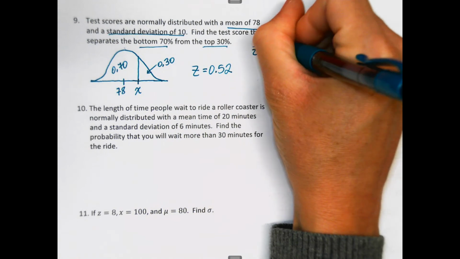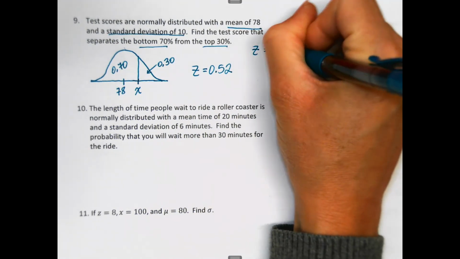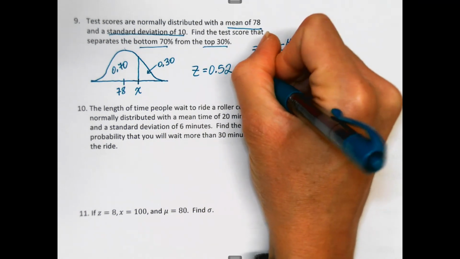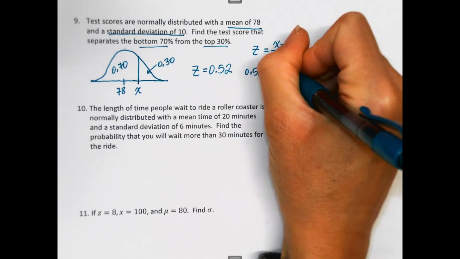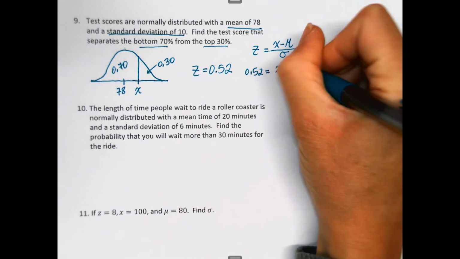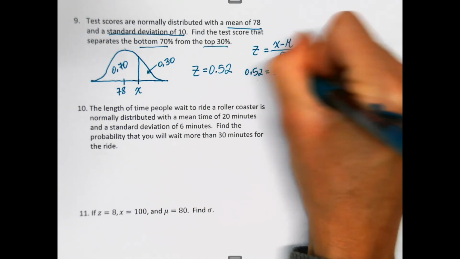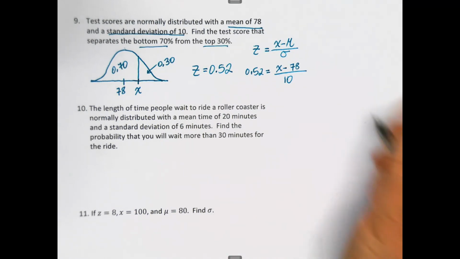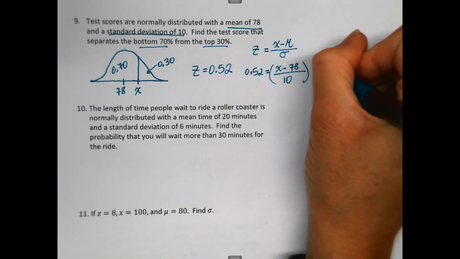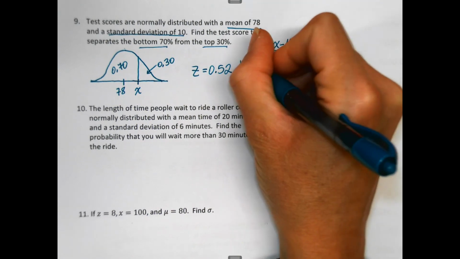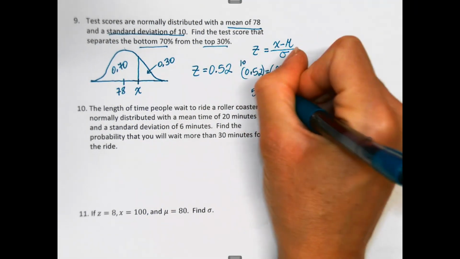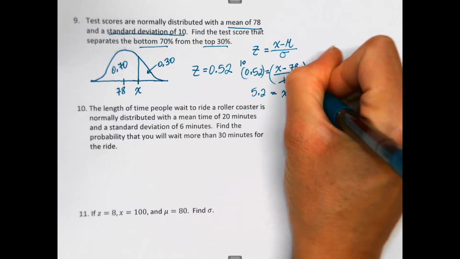Now we just have to use our z formula and substitute in what we know. Z equals x minus our mean, divided by our standard deviation. Here our z is 0.52. We're trying to find x. Our population mean is 78 and our population standard deviation is 10. I'm going to multiply both sides by 10, and I have 5.2 is equal to x minus 78.